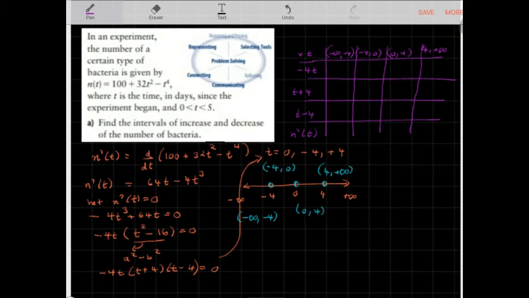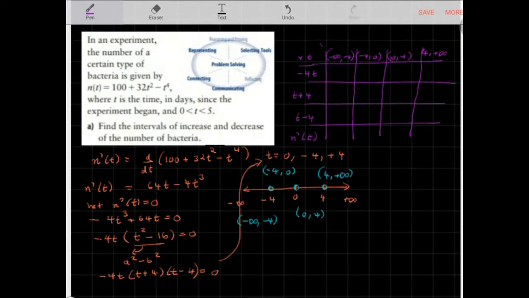Now we want to look at each interval. Between negative infinity and negative 4, I'm going to let x equal negative 5. Negative 4 times negative 5 is positive. Negative 5 plus 4 is negative 1. Negative 5 minus 4 is negative 9. Collectively, this is going to give us a positive. So this is an interval of increase, wherever you see a positive sign.